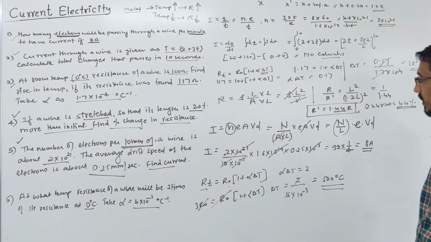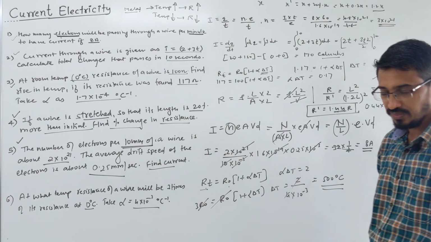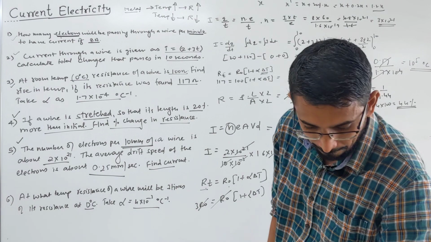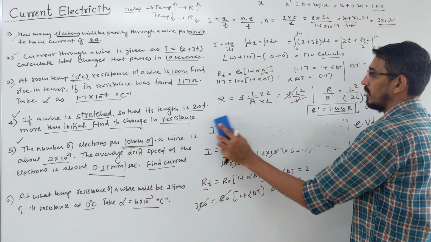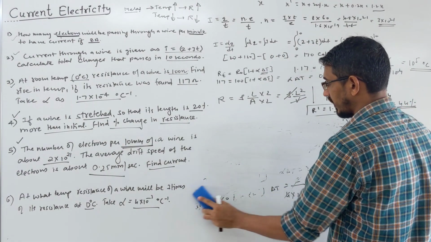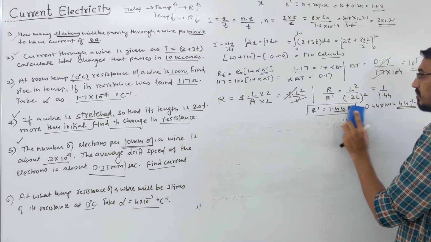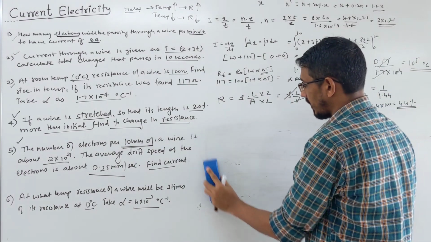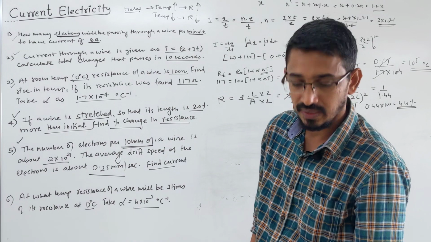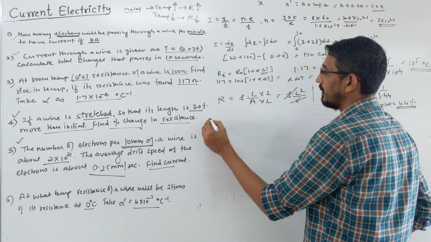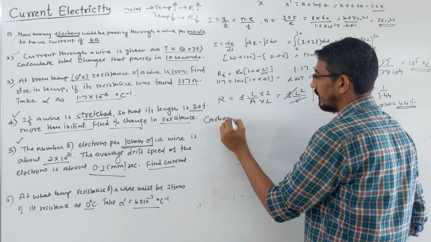Apart from this, one small thing I forgot to discuss with you is the carbon resistor, so that I can start the next topic in the next lecture properly. Carbon resistor is a very simple topic, and you already know it. So let me write it here: carbon resistor.